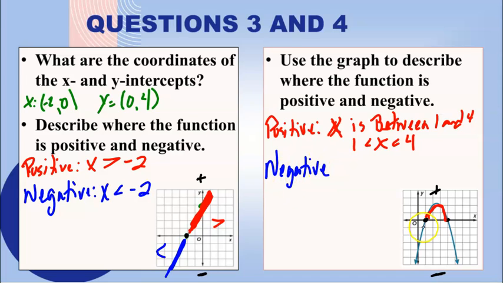Now it's negative down here. That means it's to the left of 1. So when x is less than 1, it's negative. It's below the x-axis. And when it's negative, it's down below the x-axis here when x is greater than 4. So it's always going to be the opposite of what the other one is. So if the positive is between 1 and 4, that means it's negative when x is less than 1 and greater than 4.